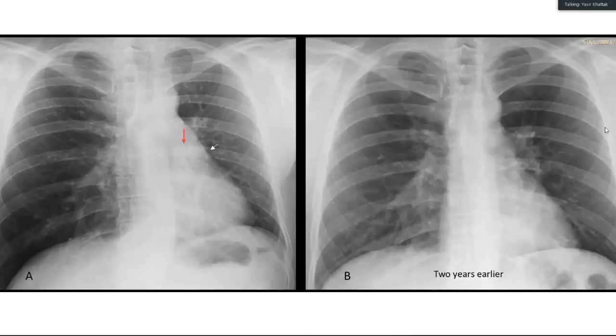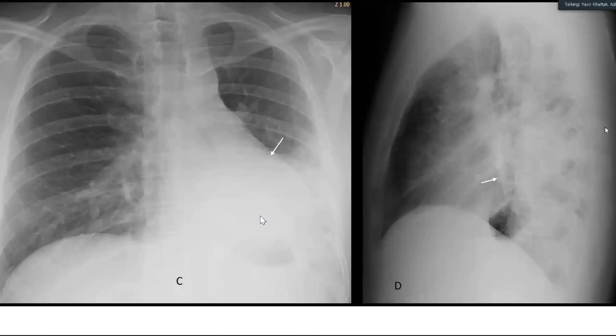Now, this is the same patient 2 years earlier. Almost similar findings, but if you see the 2-year-earlier radiograph, the volume loss is not there. Now, if you compare it with the previous one, there is certain volume loss. This one is another of the same patient. So these findings were overlooked in this case.